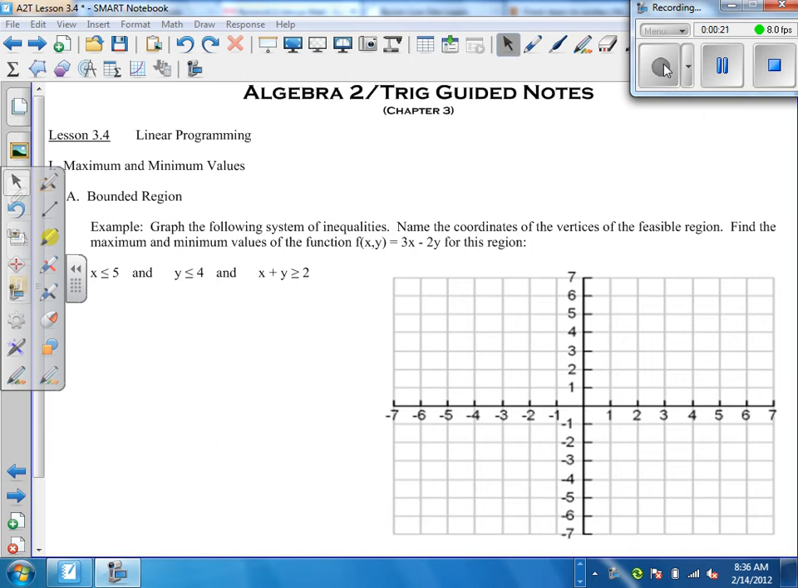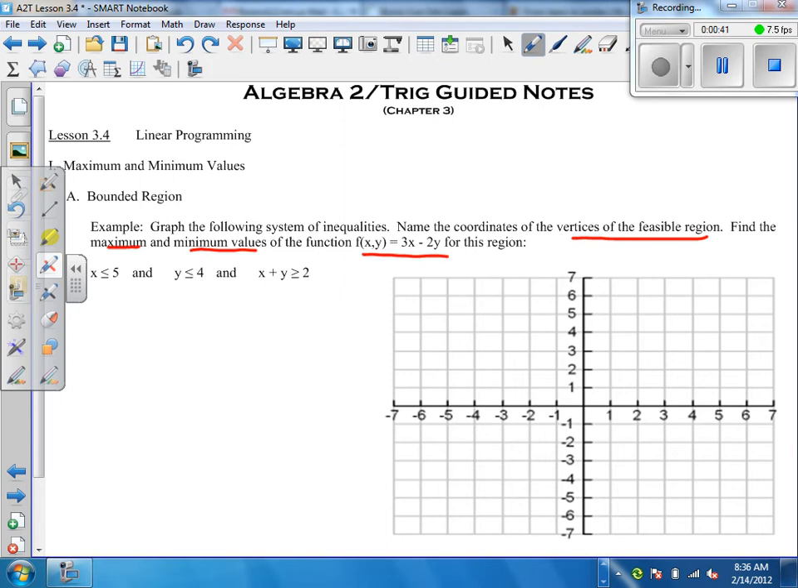First example we're going to look at here is a bounded region. It asks us to graph the following system of inequalities. Name the coordinates of the vertices of the feasible region. Okay, so it's going to enclose a region. And then find the maximum and minimum values for the function f of the coordinate x, y, and this is the expression, 3x minus 2y.